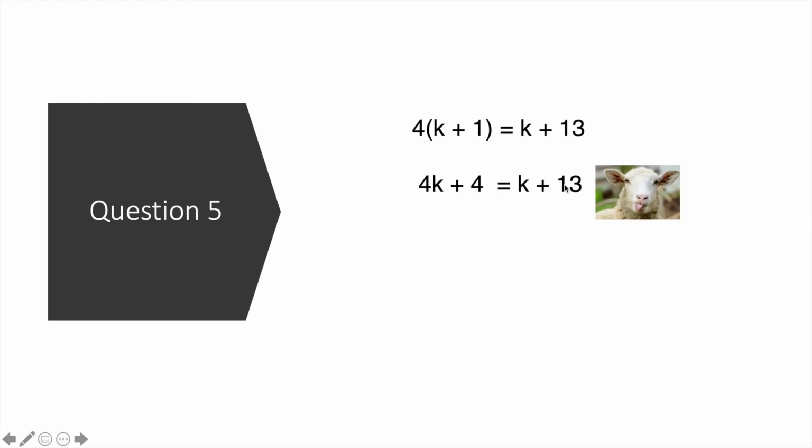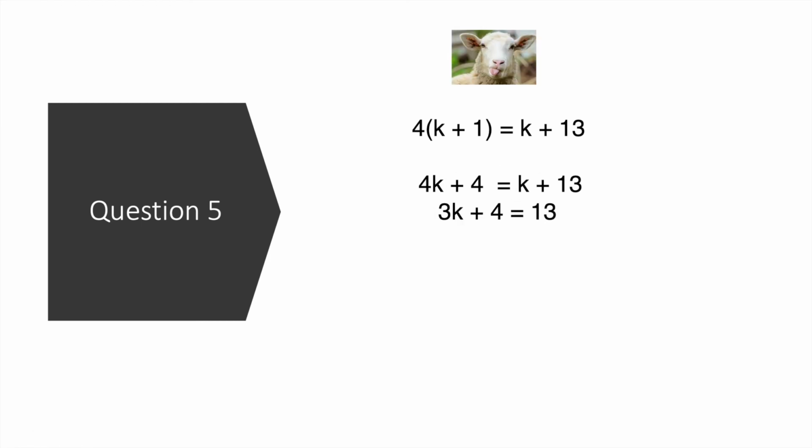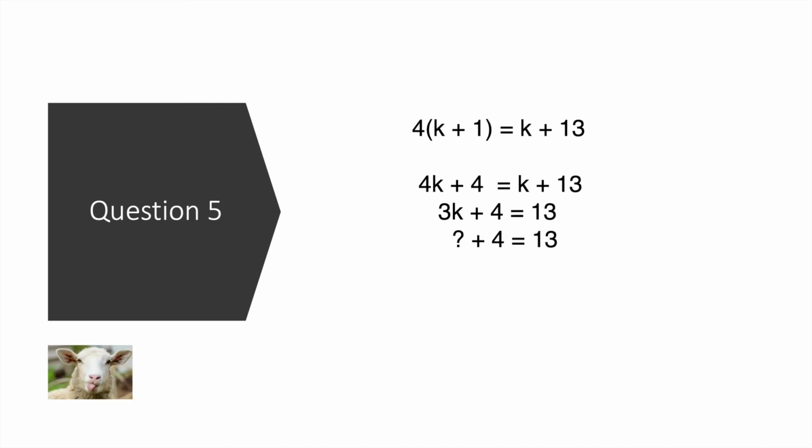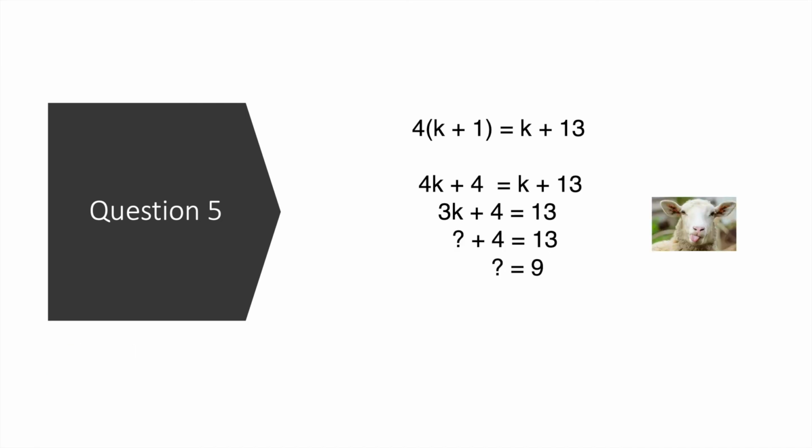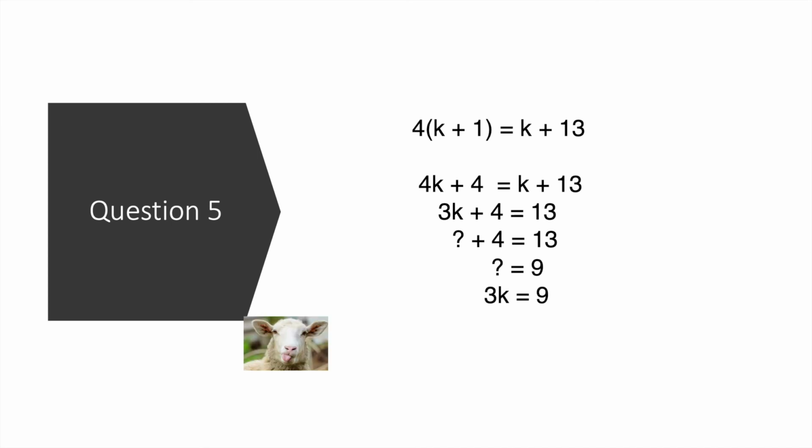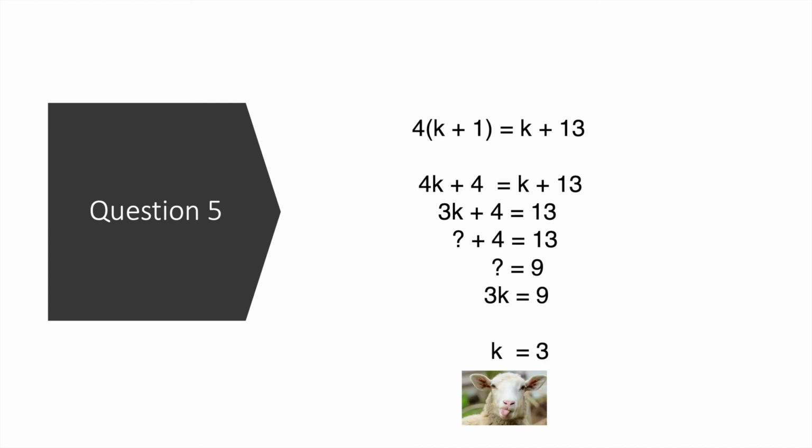And now we're back to one of those original questions. This side's got the least number of k's, so you want to get rid of that k, but whatever you do to one side, you must do to the other. So those 4k become 3k. So 3k plus 4 is 13. And again, what do I add to 4 to make 13? 9. So that question mark equals 9. So therefore, 3k equals 9. 3 k's are 9. 3 3s. I hope this has helped.